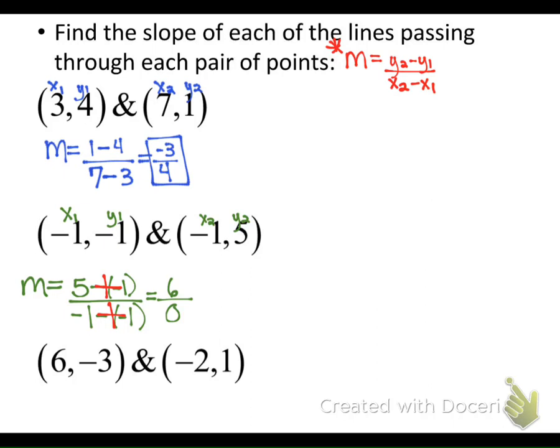So if I end up with an error, what kind of slope do you think that's going to be? Undefined. So do not write 6 over 0 as your final answer. You're going to put an equal sign, and you're going to write out the word undefined. If you're lazy, like my 6th hour, you can put just undefined. But it's going to be undefined.